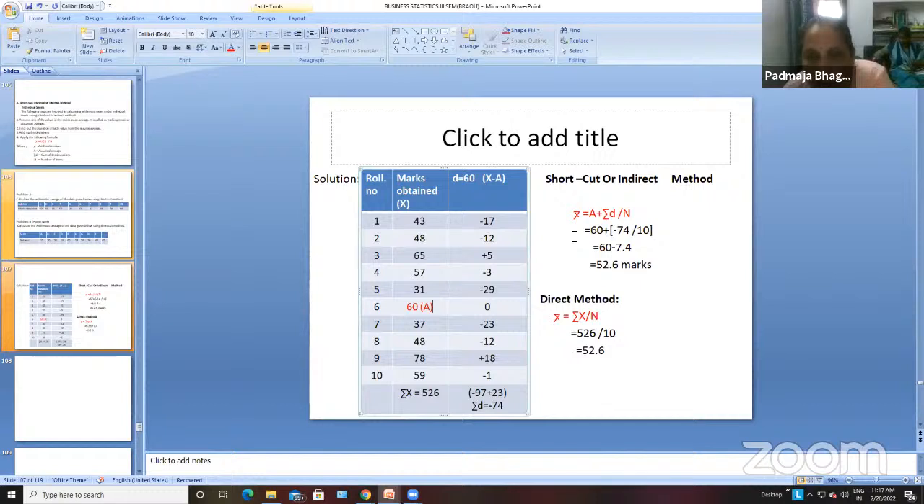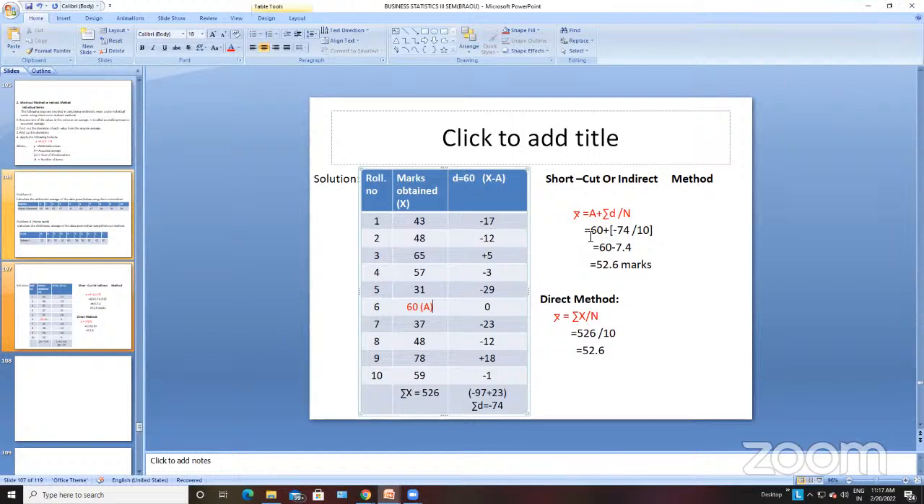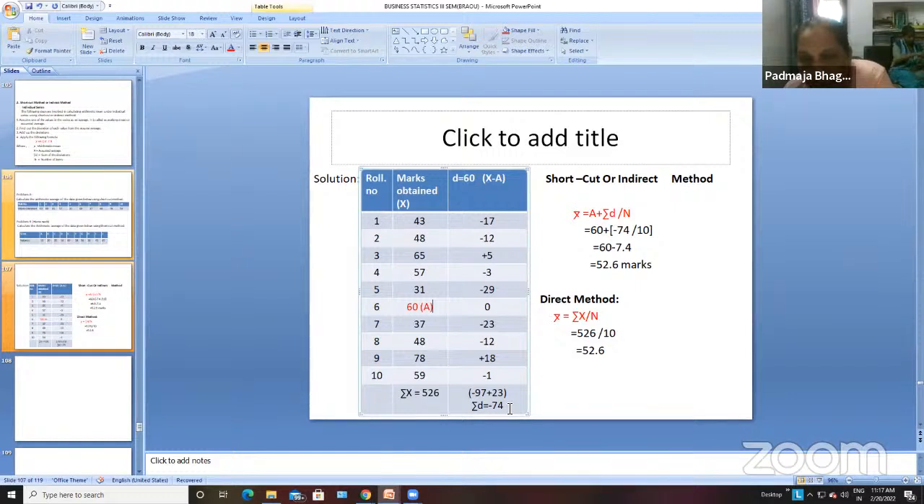Then you see the formula. Mean is equal to A plus sigma D divided by N. A is always the assumed mean, क्या है? 60 है. आ रहा समझ में? Yes, ma'am. सिग्मा डी क्या है? Minus 74 है. डिवाइडेड बाय 10. आ गया? तो प्लस इंटू माइनस माइनस. यहाँ पे अपने को माइनस वैल्यू बड़ा था इसलिए माइनस आया.